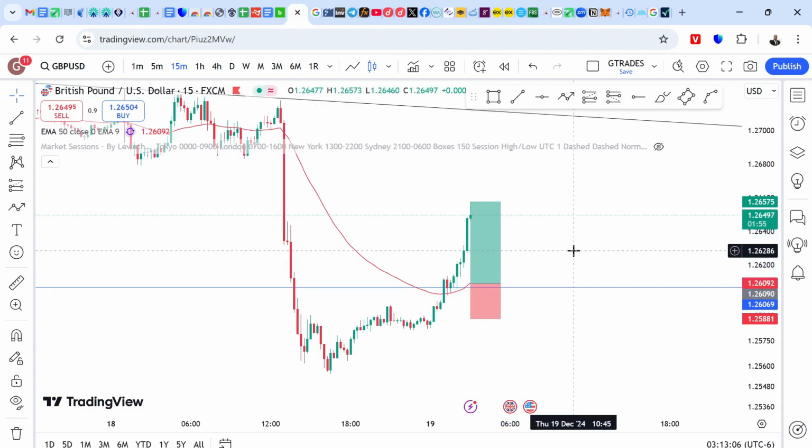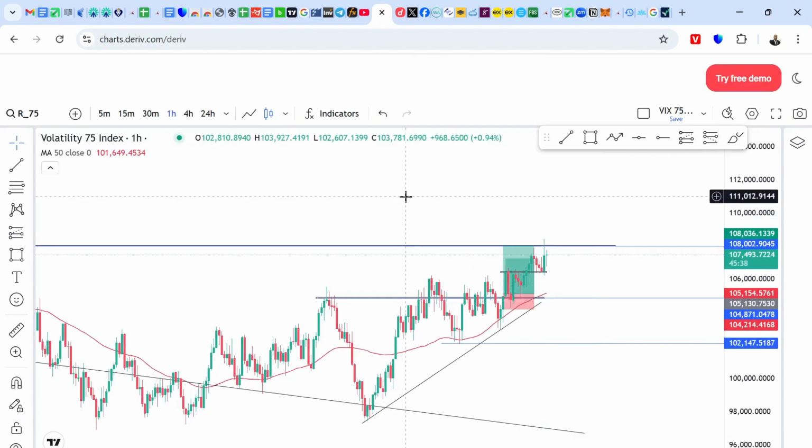Then another thing is you can use it on any instrument, whether forex or synthetic indices, anything. It could be even US oil or BTC. Let me show you the trade I just finished taking on volatility indices and Jump 10. All right, so this is volatility indices, right?